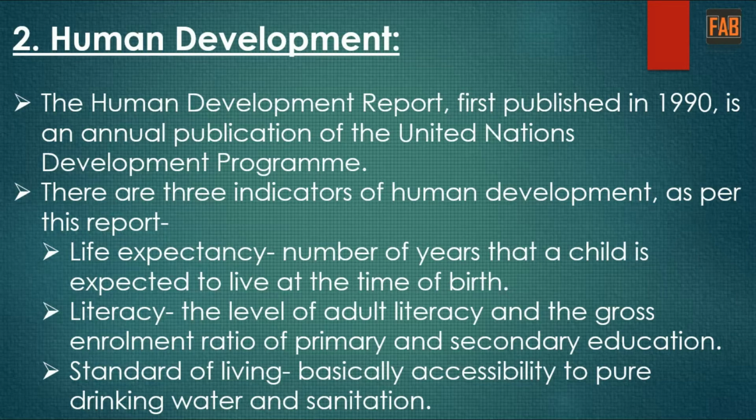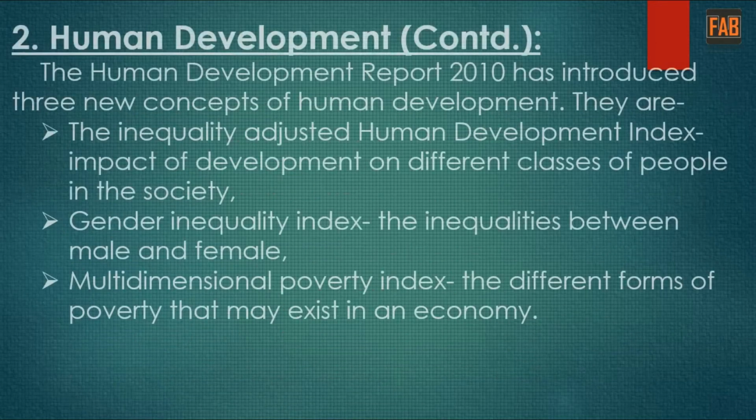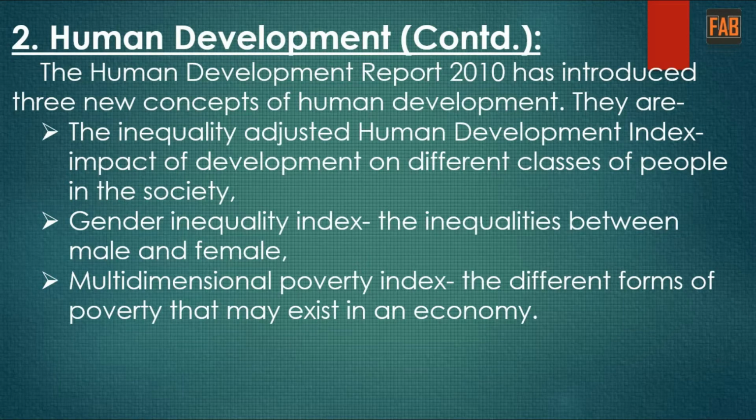The second indicator is literacy. I hope you know the meaning of literacy. It is the ability to read and write. This indicator measures the level of adult literacy and gross enrollment ratio of primary and secondary education. The third indicator is standard of living, and this basically measures the accessibility to pure drinking water and sanitation. Next point is the Human Development Report of 2010.